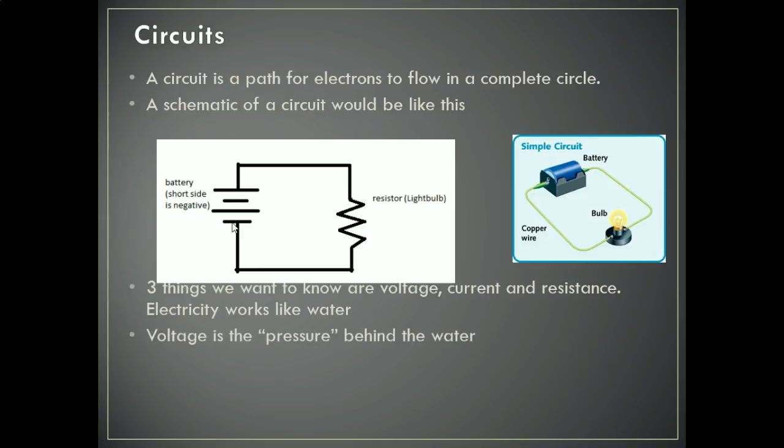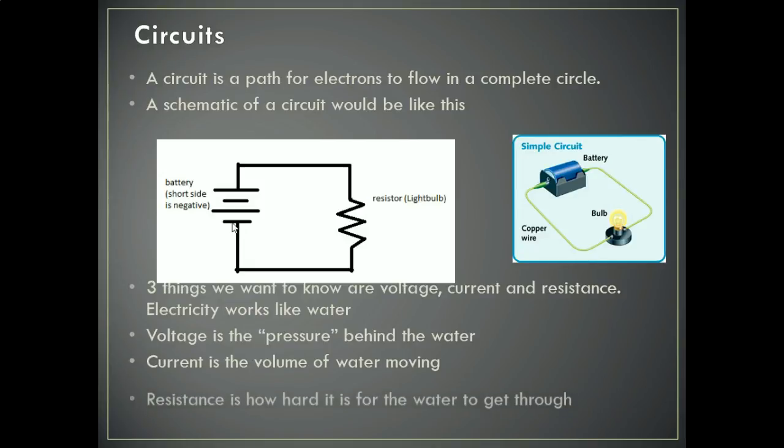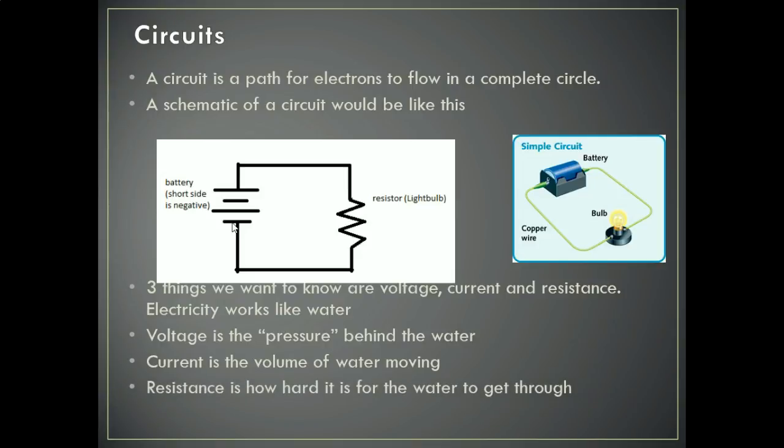So voltage, just like in water, is sort of like the pressure behind the water. So how hard is it coming out? Like a fire hose, if it was a circuit, it would have a lot of voltage, but a garden hose would have a smaller voltage. Voltage is like the pressure, and current is like the volume of water flowing. A big hose has a lot more current than a little hose. So current is the amount of water flowing. And then resistance is pretty much how hard it takes for the water to get through.